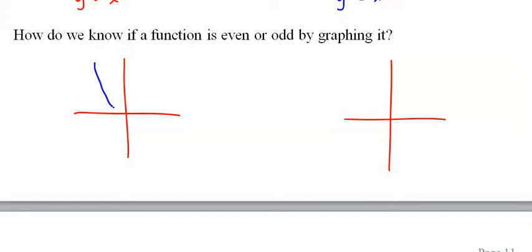So even is reflecting across the y. When I do this with a sheet of paper, I could pick up the sheet of paper and just fold it right across the y-axis, and it would land right on top of itself.